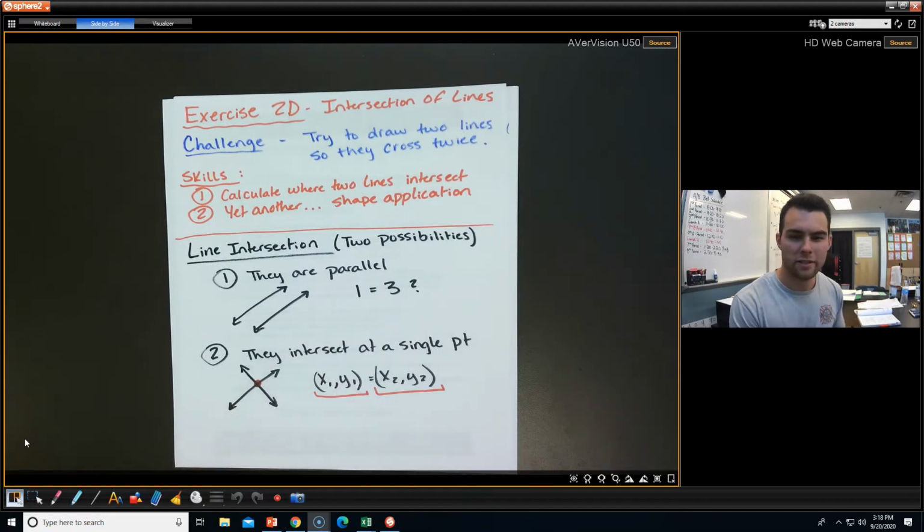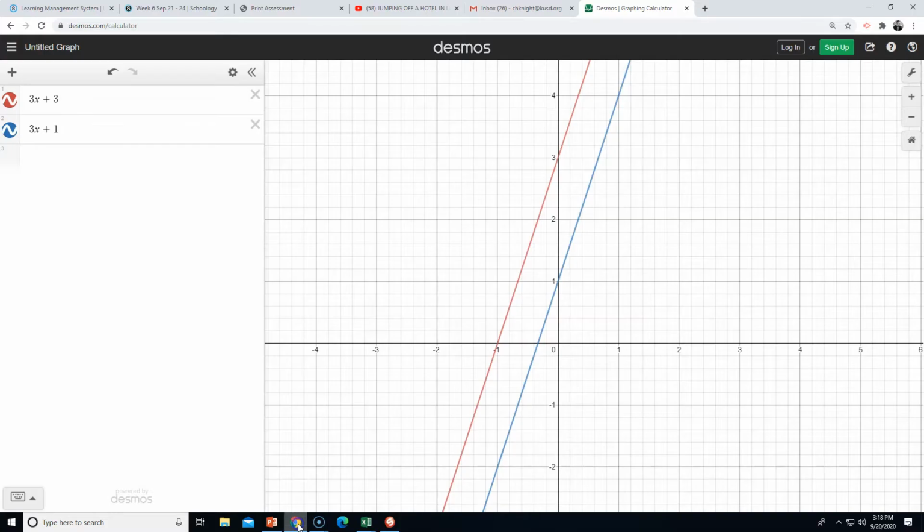Now you're looking at this and you're like, 1 equals 3. No, it doesn't, Mr. Knight. What are you doing, dude? Bringing you to Desmos. Let's take a look at what I mean.